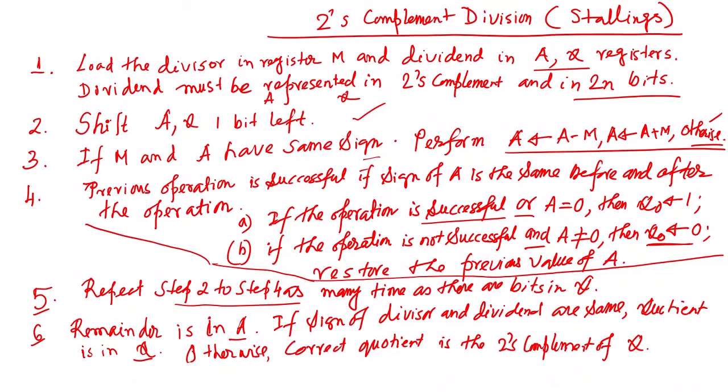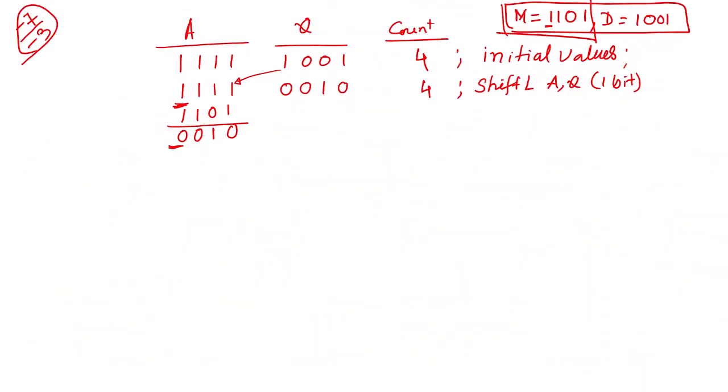If M and A have the same sign, then we perform the subtraction, that we did. If the previous operation is successful, if the sign of A is the same before and after the operation. Is it that? Before, no. So, it is 1 and 0. So, it is unsuccessful and A is not equal to 0. Then what you have to do? You have to restore it and Q0 should be set to 0.